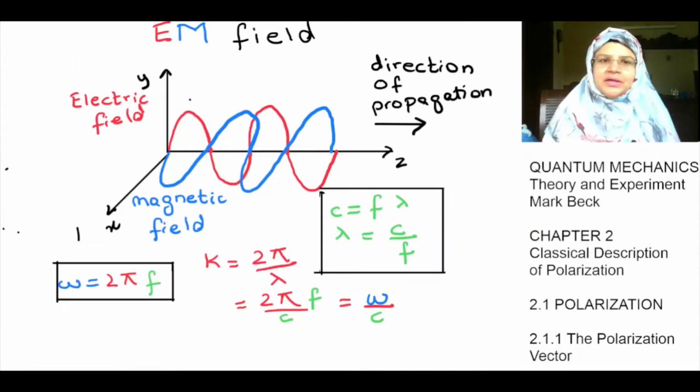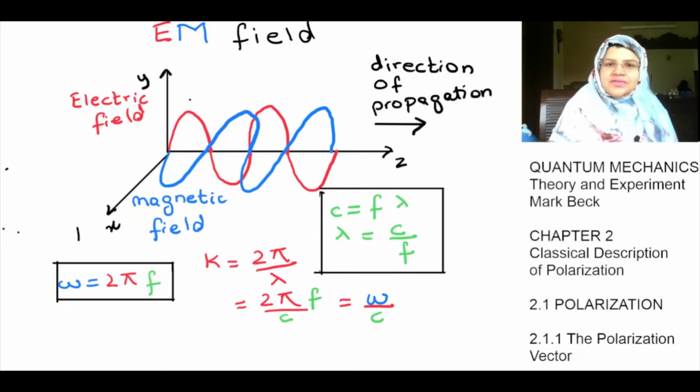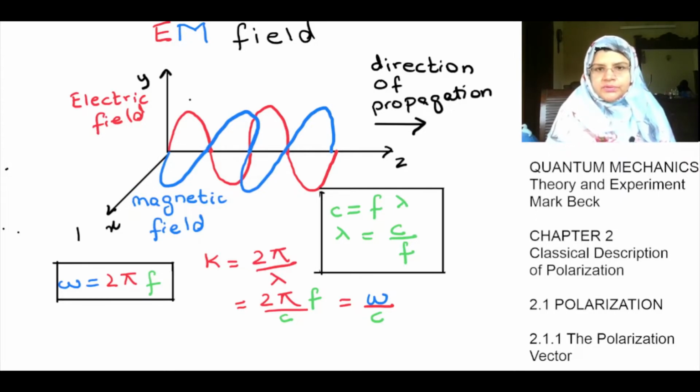The electromagnetic field is a transverse field, which means that the electric field is perpendicular to the direction of propagation. The electric field and magnetic field are also perpendicular to each other. c is the speed of light, f is the frequency, lambda is the wavelength, c is equal to f times lambda. That makes the wavelength lambda equal to c over f.